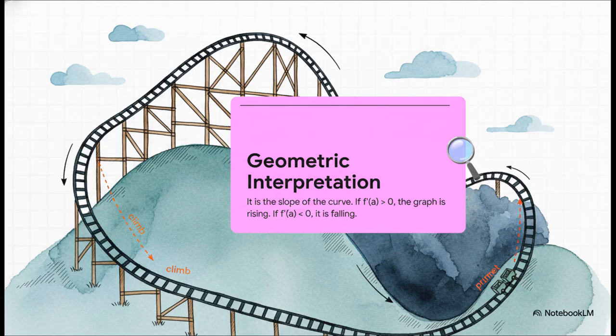I want you to picture you're on a roller coaster, and the track is the graph of a function. The derivative at any given point tells you the exact steepness of the track right under your seat at that single tiny instant. So, if the derivative is positive, you're climbing. If it's negative, well, you're heading down.